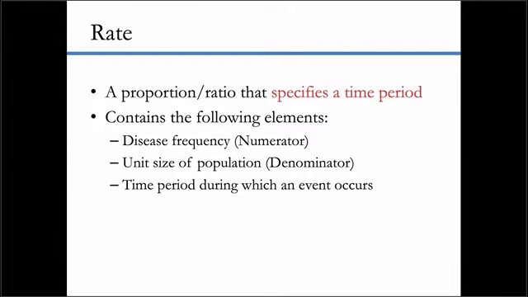So just to first remind everybody of what a rate is, because we're going to be calculating a lot of rates throughout this class. A rate is a proportion or a ratio that specifies a time period. Rates contain the following elements: the disease frequency, which is the numerator, so essentially how often is this disease outcome happening, whether that is death, whether that is diabetes, whether that's some cancer, or whatever it is. It also includes the unit size of the population, our denominator, so essentially who is in the population that we're calculating this rate for. And importantly, it includes the time period during which the event occurs.